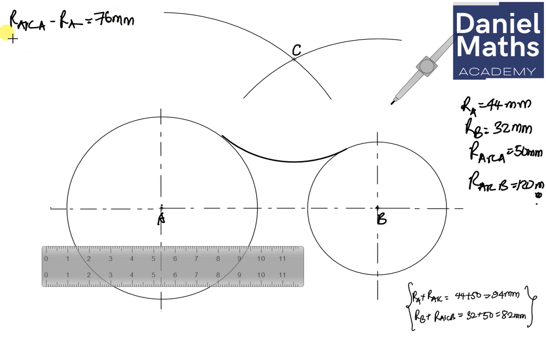So for the second one, we're going to have the radius of arc B minus radius of B. The radius of B was given to us here as 32. So that's going to be 120 minus 32, and that gives us 88 millimeter.